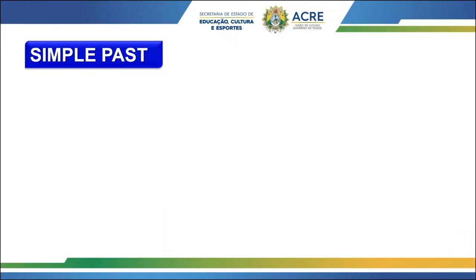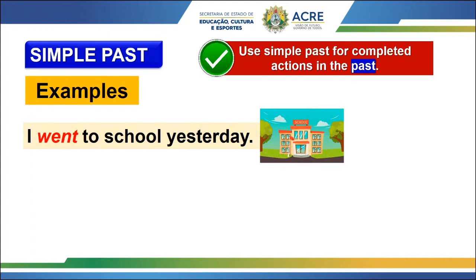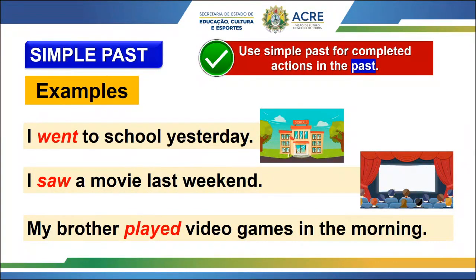Let's review simple past. Use simple past for completed actions in the past. Examples. I went to school yesterday. It's a completed action. I saw a movie last weekend. Pay attention to the pronunciation. My brother played video games in the morning. So I'm describing an action in the past, a completed and finished action in the past.